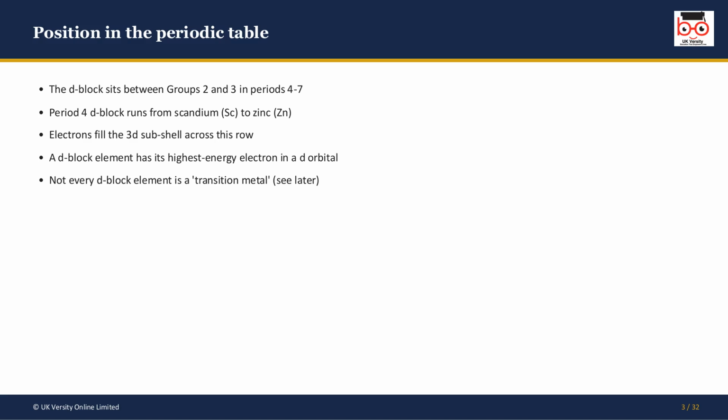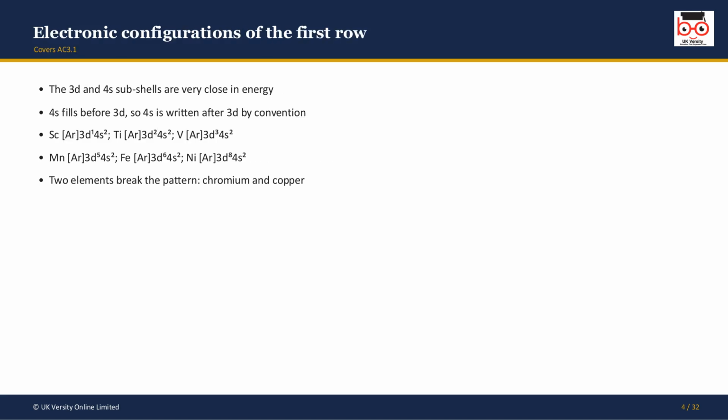we'll see why shortly. Writing their configurations needs a little care, because the 3d and 4s subshells are extremely close in energy. The 4s subshell fills first, but by convention we still write 3d before 4s. So scandium is an argon core 3d1, 4s2, titanium 3d2, 4s2, vanadium 3d3, 4s2, manganese is 3d5, 4s2, iron 3d6, 4s2, nickel 3d8, 4s2. Two elements, though, break this tidy pattern: chromium and copper.